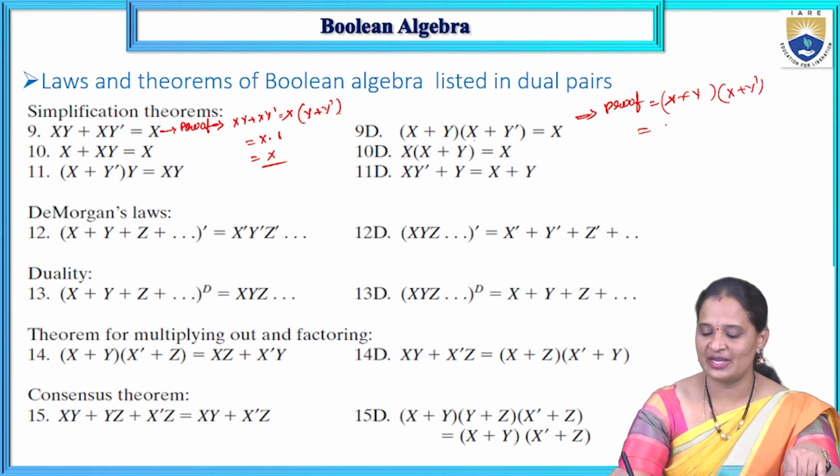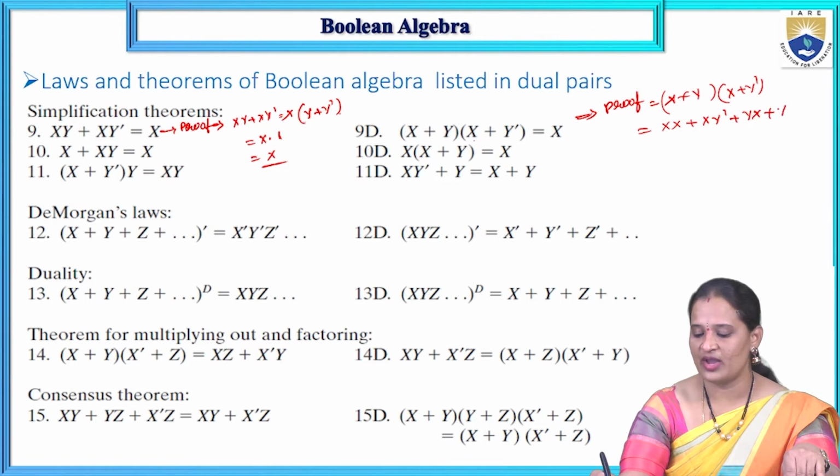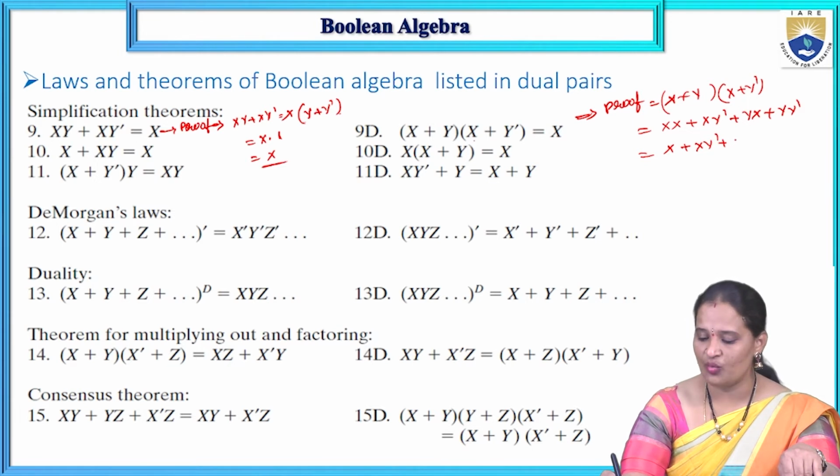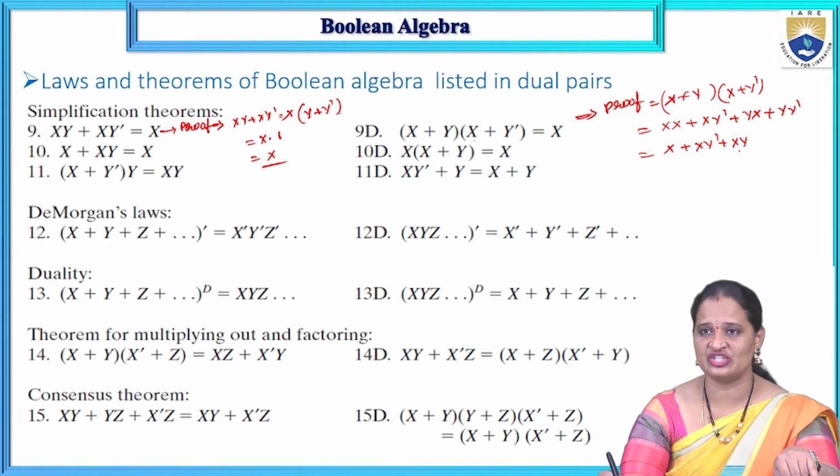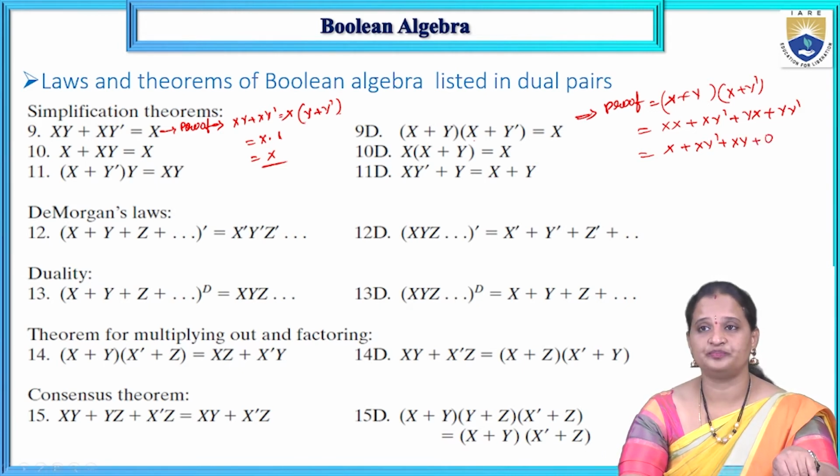So here I'm just multiplying x into x plus x into y complement plus y into x plus y into y complement. So x into x is equal to x itself, plus x into y complement, plus y into x, I can write it as xy, because according to the commutative law I can interchange the variables, and y into y complement is 0.